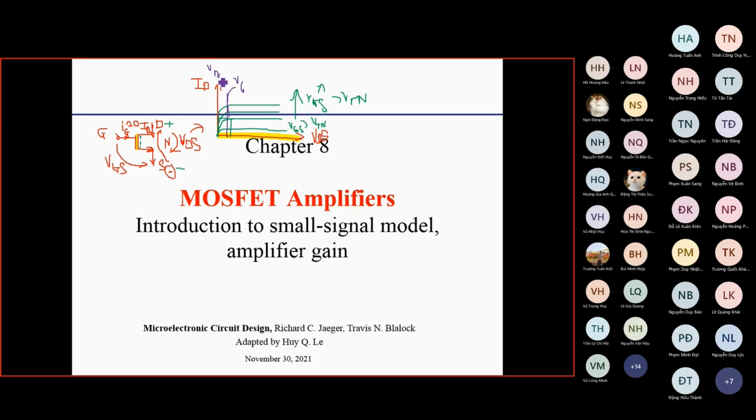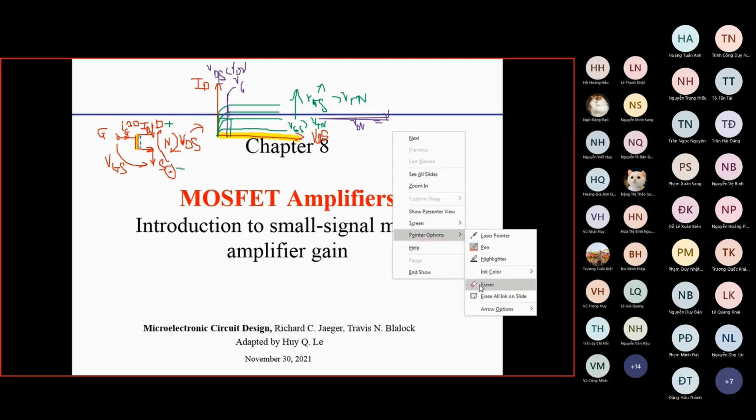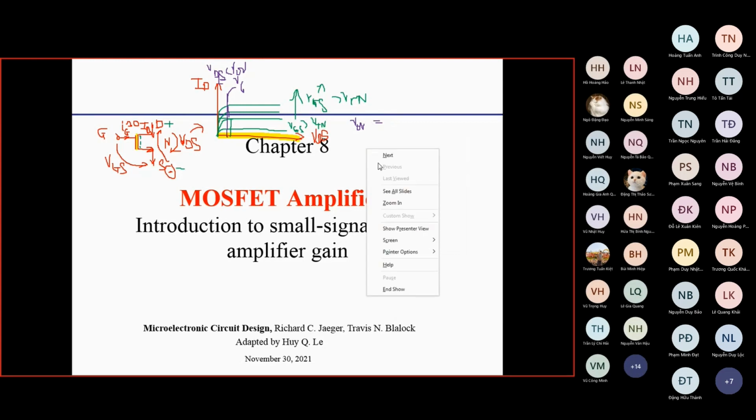When VDS is still small, so VDS less than VOV. VOV, the overdrive voltage, is the difference between VGS and the threshold voltage, right? So overdrive means how much higher VGS is compared to the threshold voltage VTN. Don't forget that for most enhancement-type field effect transistors, the threshold voltage is somewhere between 1 volt and 3 volt.